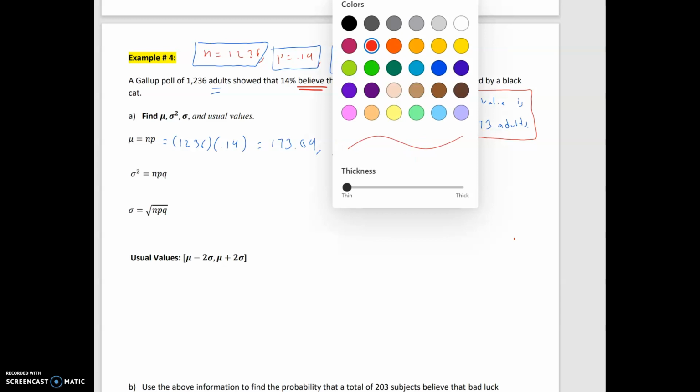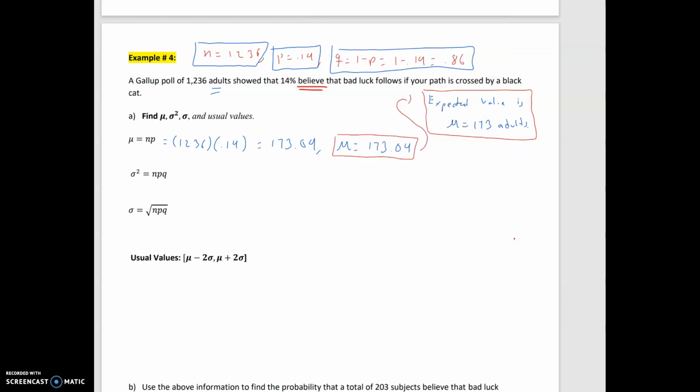The actual variance is going to be n times p times q. So for this one, it's going to be 1236 times 0.14 times 0.86. So this is equal to, and I'm getting 148.8144.